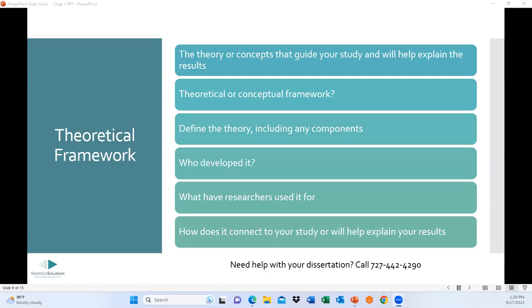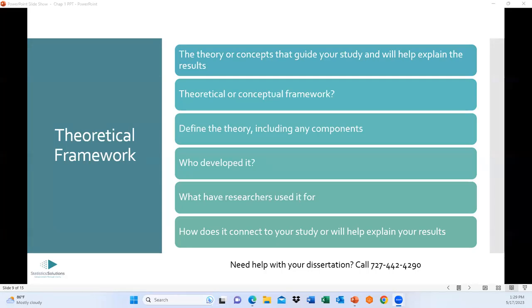Make sure, first thing, right off the bat, you have to define the theory. What is it? Talk about who developed it. What did they develop it for, right? Theories, what do theories do? Theories explain things. So talk a little bit about the person who developed it, what they developed it to explain.